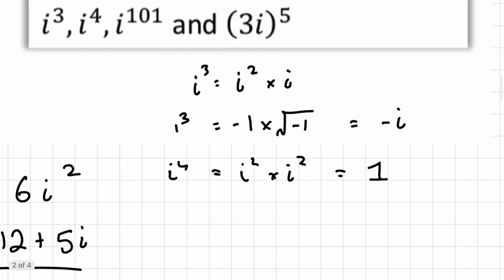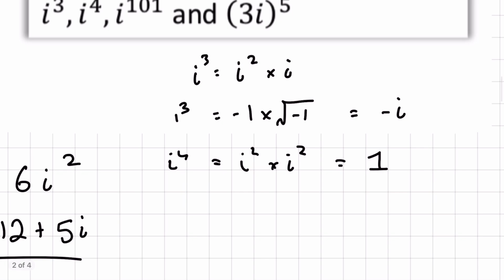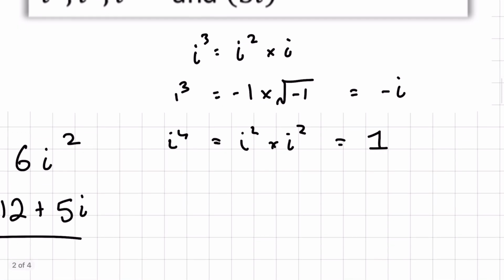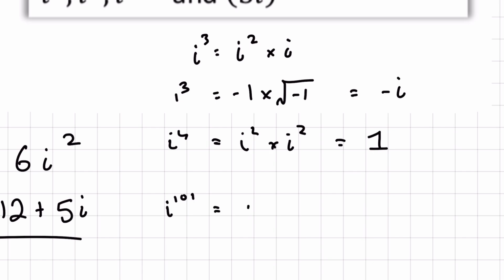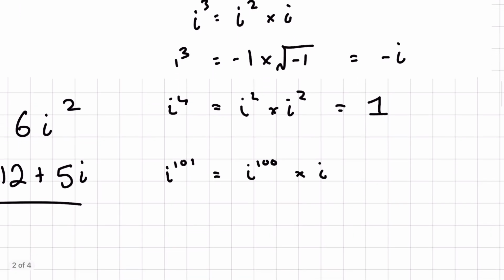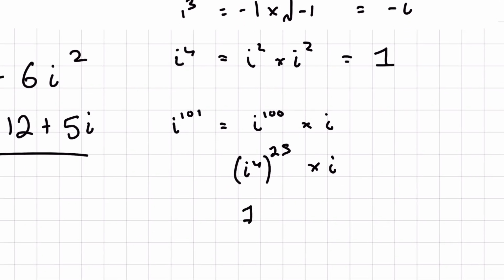Now i to the 101, we're going to be looking for a pattern here, essentially. So i to the 101 equals i to the 100 times i. Well, i to the 100 is i to the 4 to the power of 25 times i. i to the 4 is 1, so 1 to the 25 times i. So it's +i in this case, so we're just left with i.